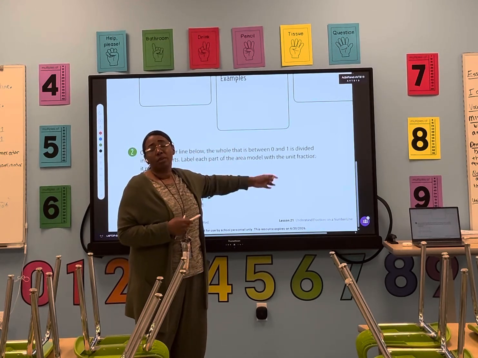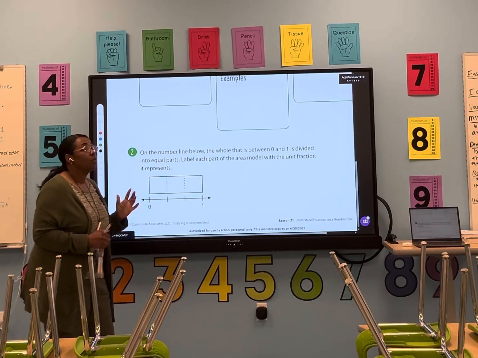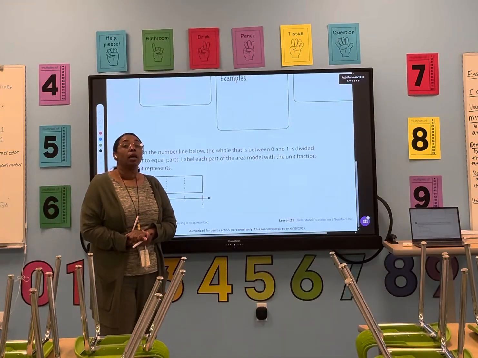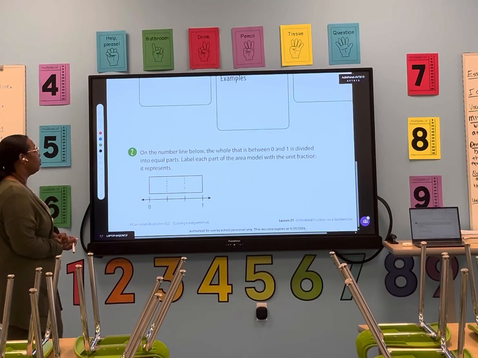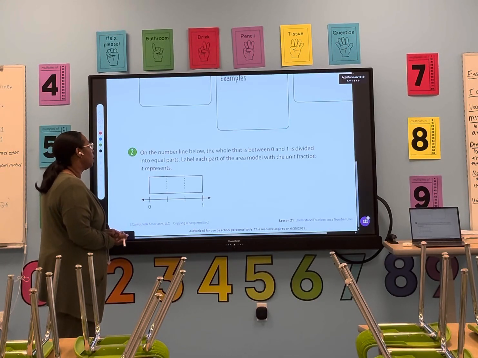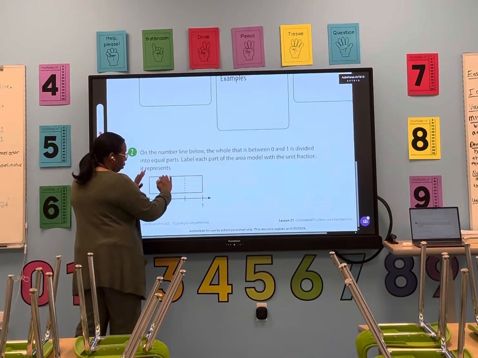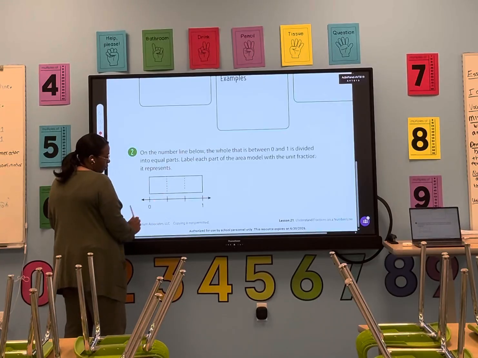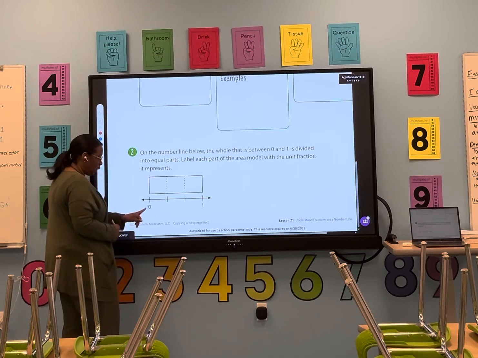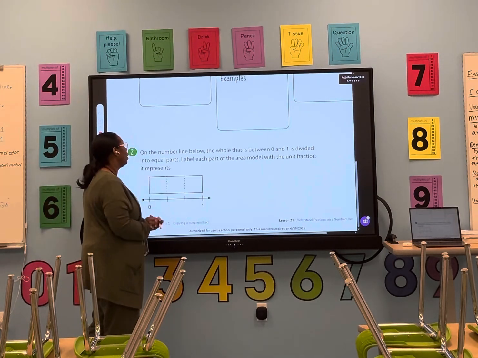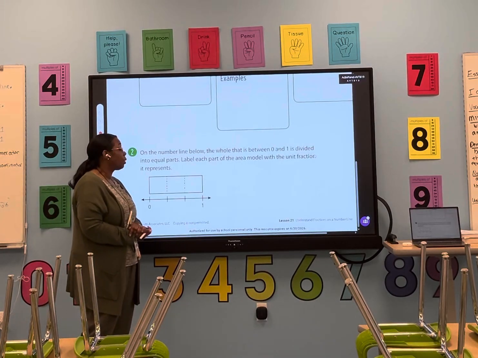Vocabulary, I did that with them in class already, so you don't have to worry about doing that. So we're gonna start at number 2, and homework pages today were 473 and 474. So number 2 says, on the number line below, the whole that is between 0 and 1 is divided into equal parts. Okay, so we have a whole. This whole thing has been divided into equal parts, and it's between 0 and 1. It says label each part of the area model with the unit fraction it represents.